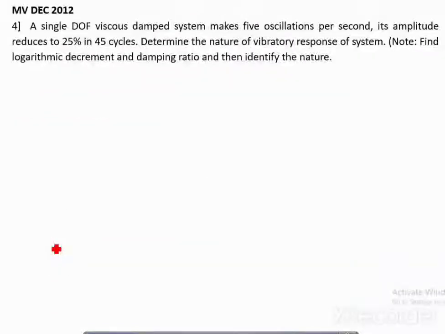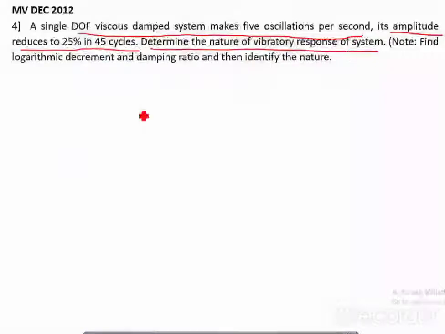Now we will move on to the second problem. What is the second problem? It appeared in the December 2012 exam. The second problem is also very easy. A single degree of freedom viscous damped system makes 5 oscillations per second. Its amplitude reduces to 25% in 45 cycles. Determine the nature of the vibratory response of the system.